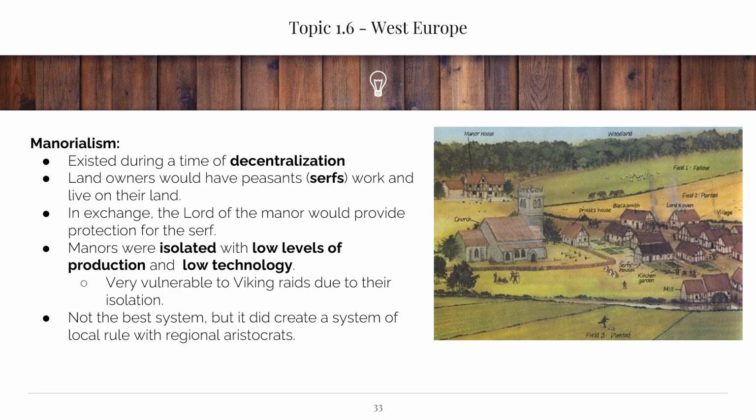Because there was not a common centralized government that kept all of these different kingdoms together or these different towns together, we saw that they were very, very vulnerable to specific raids, in particular from the Vikings. It was not the best system, but it did create a system of local rule with regional aristocrats. And of course, you have the lord and lady of the manor, who were going to be at the very top of that.